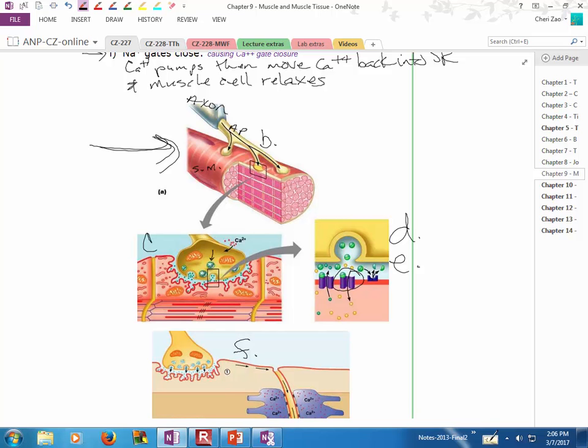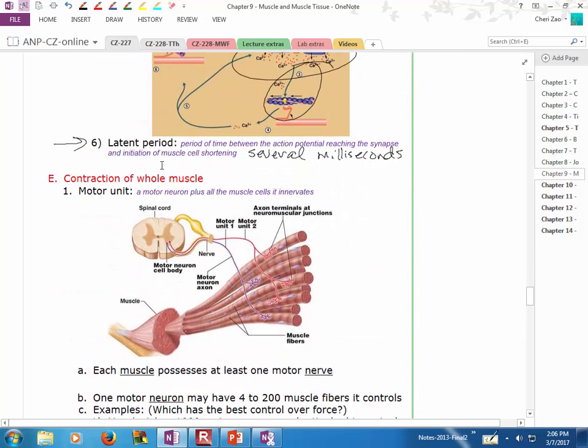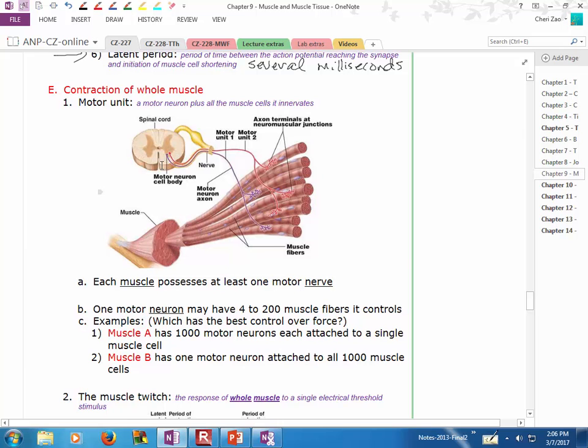So a lot of things are happening physiologically during that latent period. So that's an important thing to actually realize. Now let's get on to contraction of the whole muscle, because what I just talked about was one muscle cell. Now let's talk about the whole muscle organ. And that brings us to the topic of motor unit.